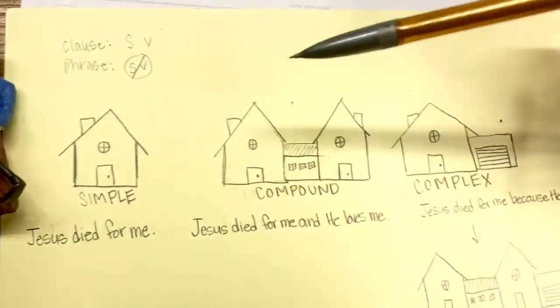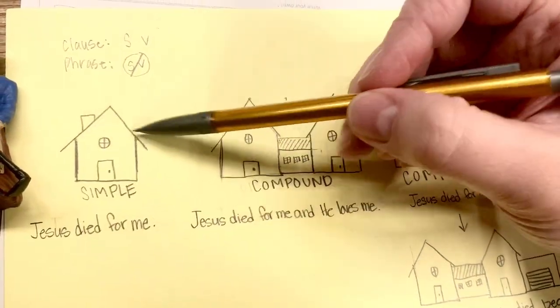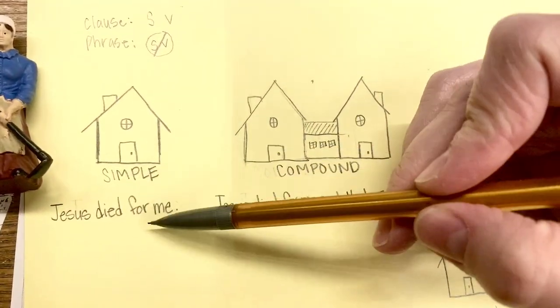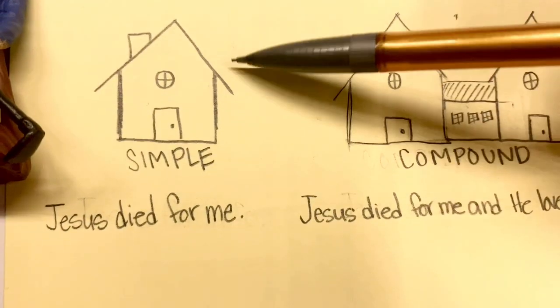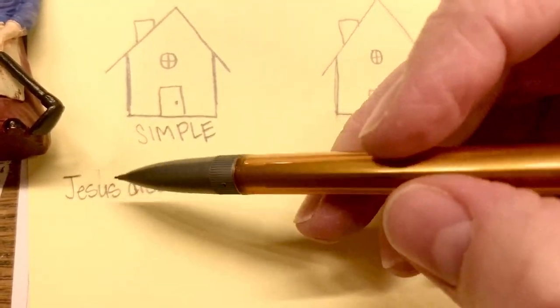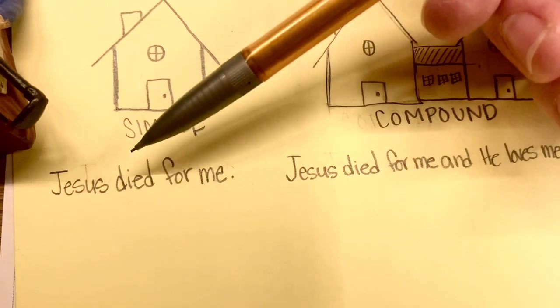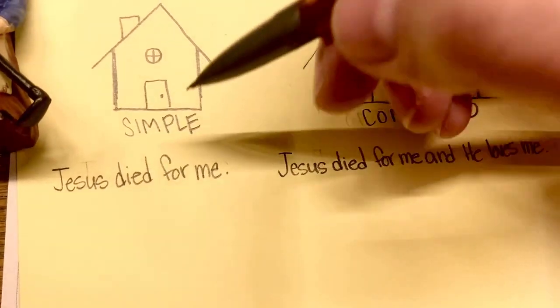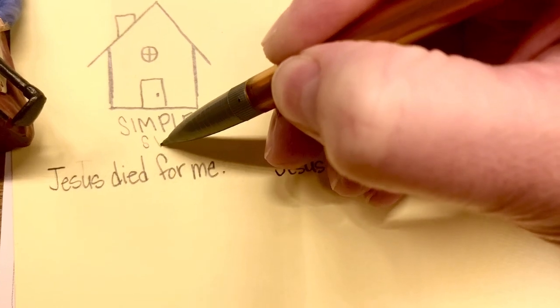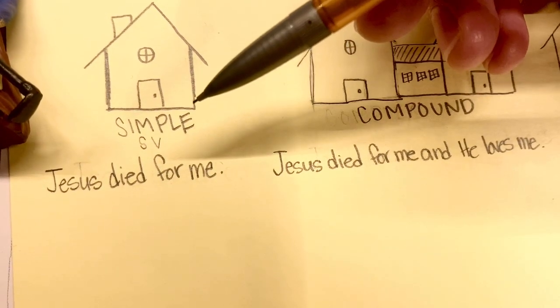So you'll see in many of our sentences that we have clauses. When we have these houses, each of these houses represents a sentence or a clause. Okay? So in this sentence, let's read this one together. In a simple sentence, Jesus died for me. What is this sentence about? Jesus. What was being said about Jesus? Jesus died. Do we have a subject and a verb? Yes. A simple sentence has a subject and a verb.